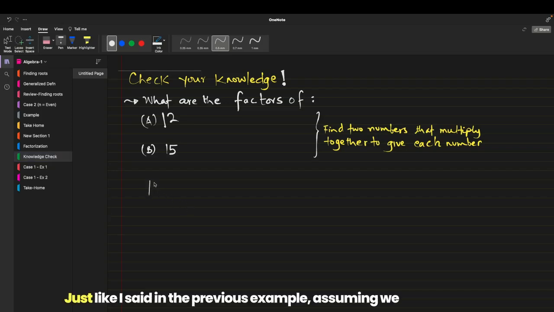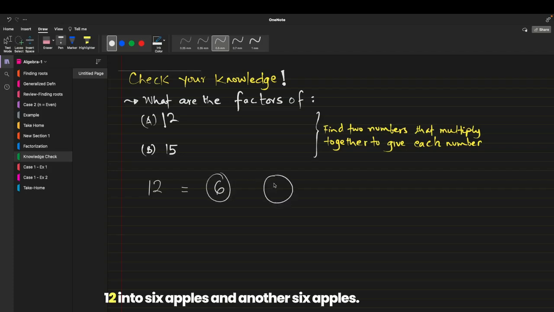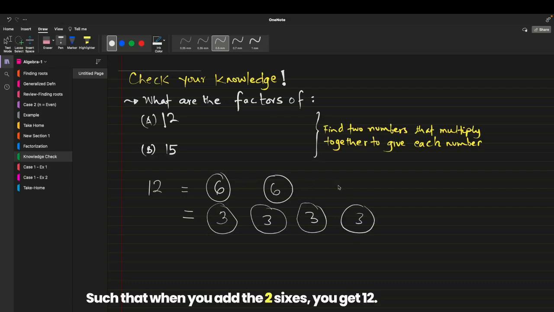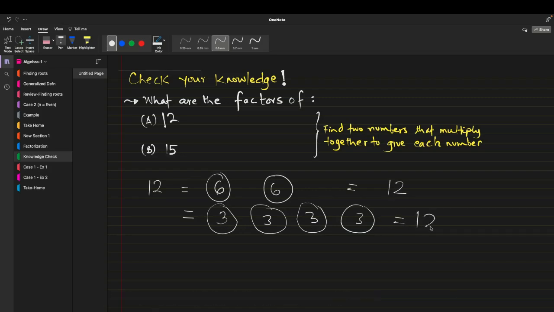Just like I said in the previous example, assuming we have 12 apples, we want to find those quantities such that when you divide them equally, they will add up back to 12 if you decide to add them up. So in this case, you could decide to split 12 into 6 apples and another 6 apples. Again, you could decide to go 3 apples, 3 apples, 3 apples, 3 apples, such that when you add the 2 6s, you get 12. When you add the 4 3s, you get 12.